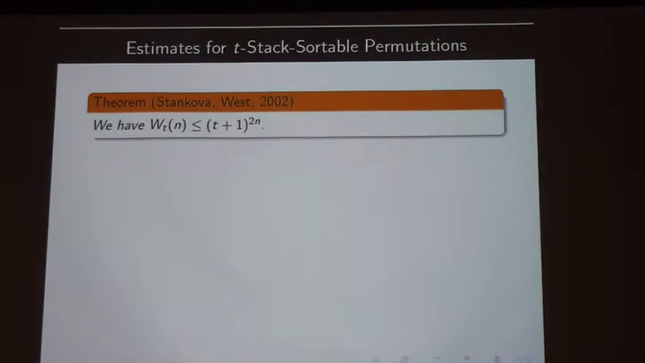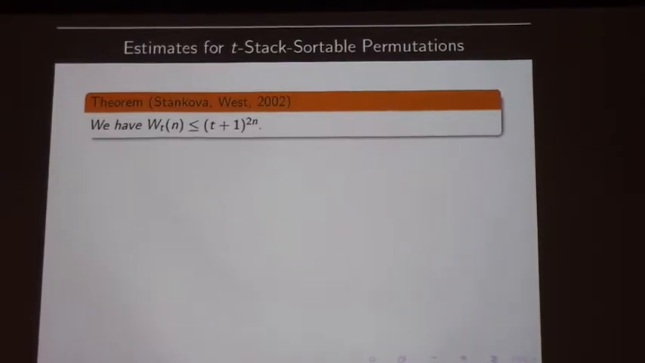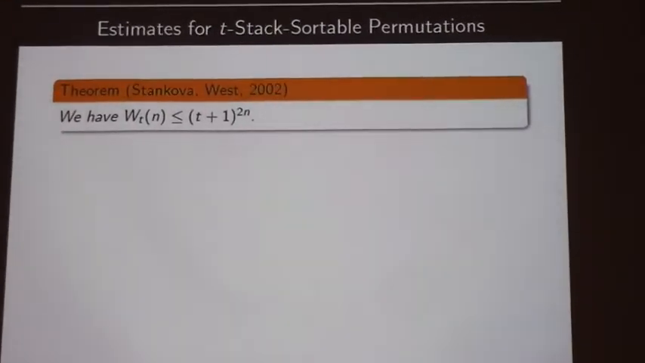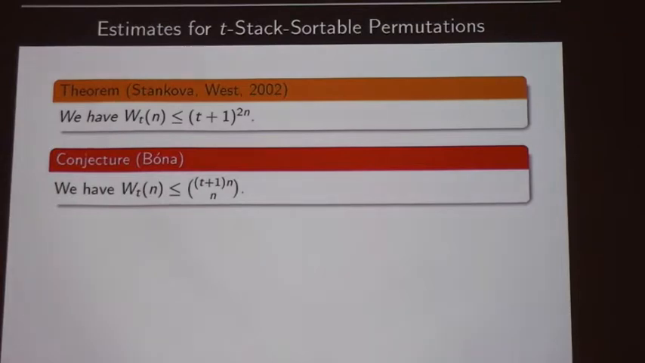So the best known upper bound in general follows from the theorem of West and Stankova, and it says that w sub t of n is at most (t plus 1) to the power of 2n. However, Bona has conjectured that w sub t of n should be at most (t plus 1)^n times n choose n, and if you go through the asymptotics of this using Stirling's formula, you can check that this is much stronger than what's known up here.